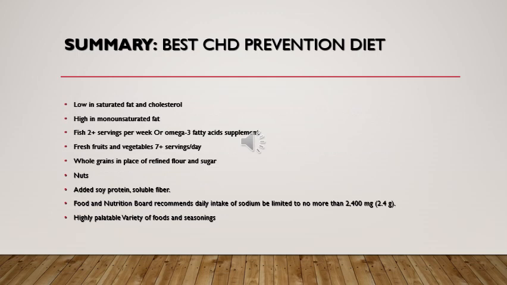In summary, diet for coronary heart disease should be low in saturated fatty acids, high in olive oil, to have 2 servings of fish per week, consume more fresh fruit and vegetables, try to replace white flour with whole grain flour, consume nuts, and it is better to be unsalted and raw, to add soya protein to your diet, to decrease the sodium to 2.4 grams, and to make it more flavored, you can use seasoning instead of salt.